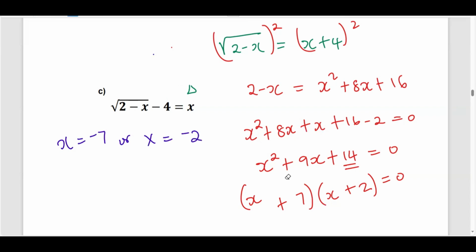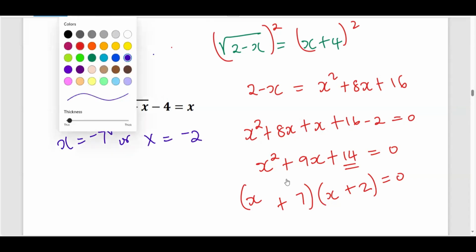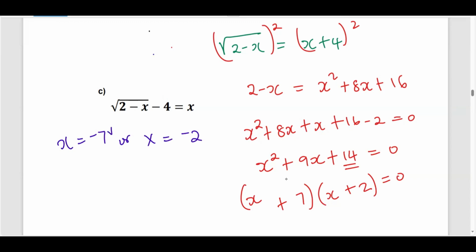Okay, so remember when you're testing, we said we use the original equation. So let's substitute this into the equation and we see. We have 2 minus 7, which gives us a 9. Square root of 9 is going to be a 3, minus 4 should give us a negative 1 on the left. But then here it's equivalent to x, which is a negative 7. So the two sides are not the same. So I'm going to cross this out to show that this is not a solution.